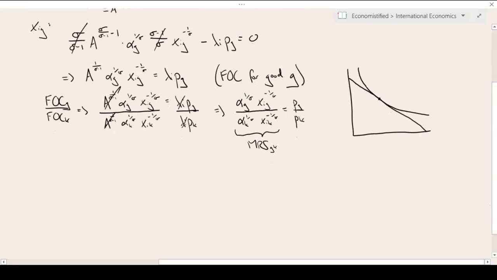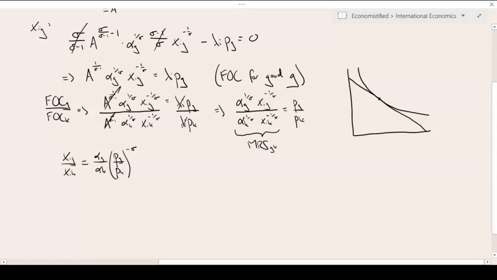I can rearrange this expression a little bit to get xig over xik, and that is equal to alpha g over alpha k times pg over pk to the power of minus sigma. So this is relative demand, the demand for good G relative to good K, and it's a function of the relative price of good G relative to good K, clearly.